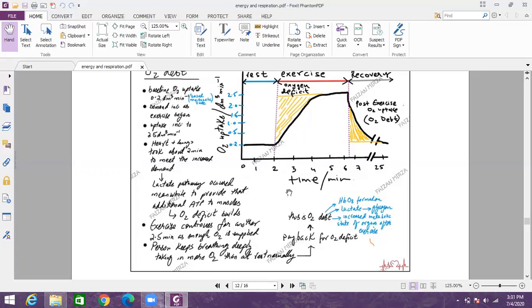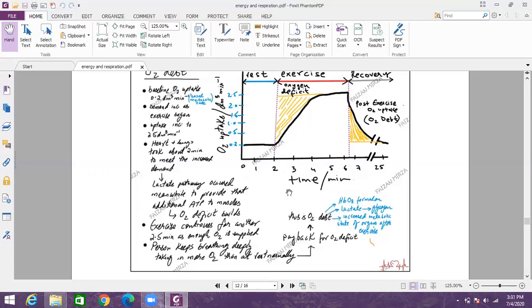So then the person starts to perform a physical activity, for example an exercise, at 2 minutes. You can see how the oxygen uptake gradually increases because the demand for producing ATP increases. So when additional ATP needs to be made, additional oxygen needs to be supplied to the muscles.